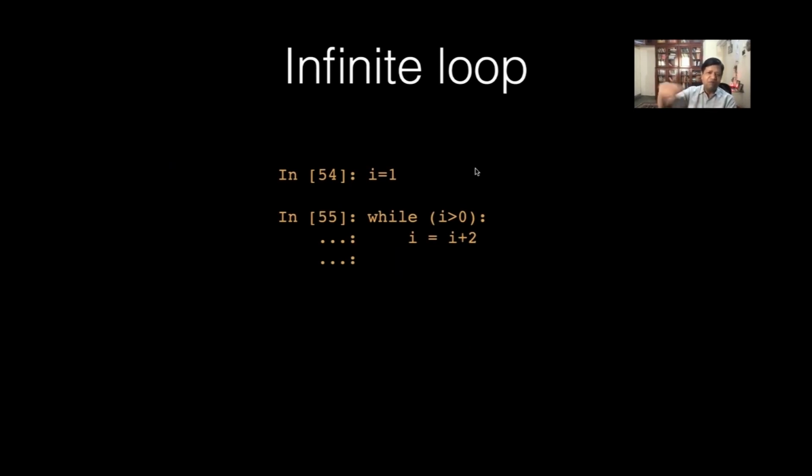This loop will go on forever. Of course, you'll stop it after some time; you basically press Control C to stop a program. So i equal to 1, while i greater than 0, i equal to i plus 2, right? So what happens? i becomes 3, greater than 0. i becomes 5, greater than 0. i becomes 7, greater than 0. So this will go on forever. Okay? So you should never have this kind of structure in your code.